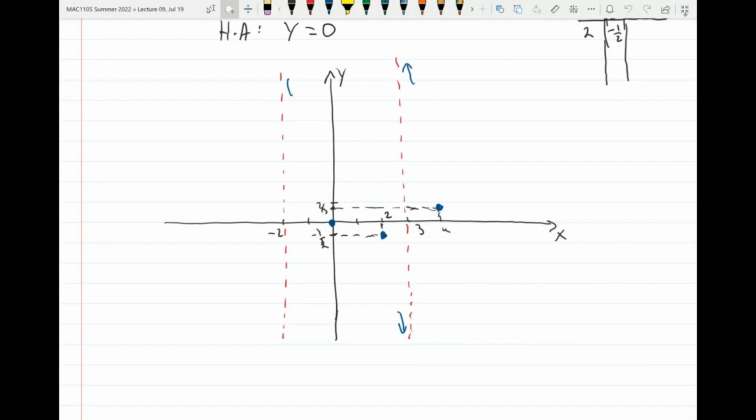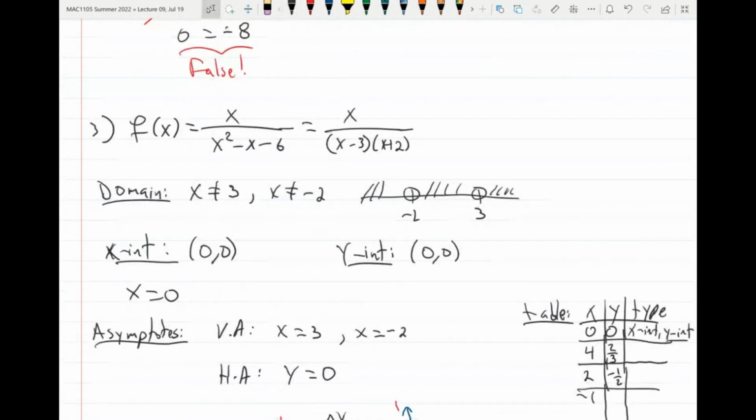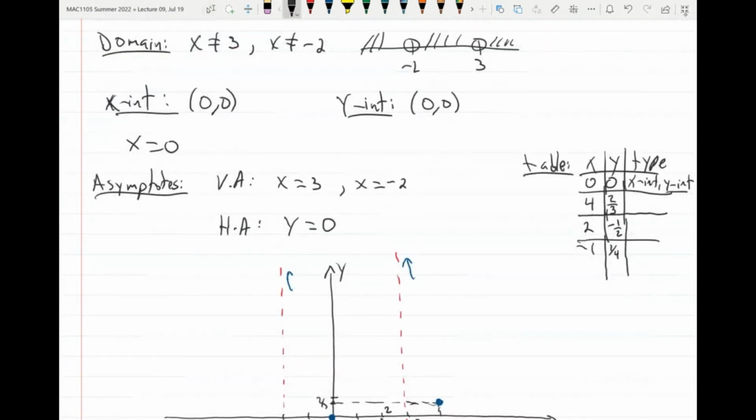Let's see, to the right of negative 2. Is it going up or down? We can figure that out, let's say, by plugging in negative 1. So what happens if we plug in negative 1? If you put negative 1, what do we get? So it's going to be a negative 4. It's going to be a 1. So that will be negative 1 or negative 4. So that's 1 over 4, right? That's a quarter.